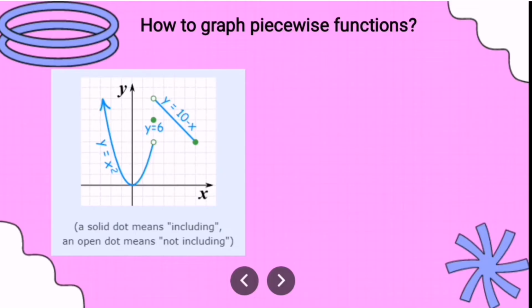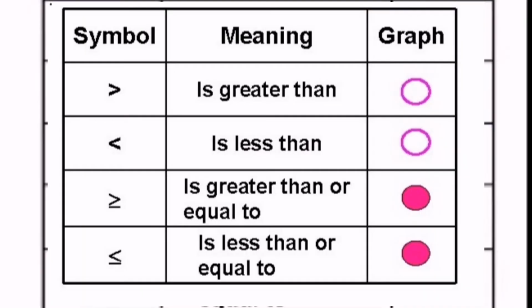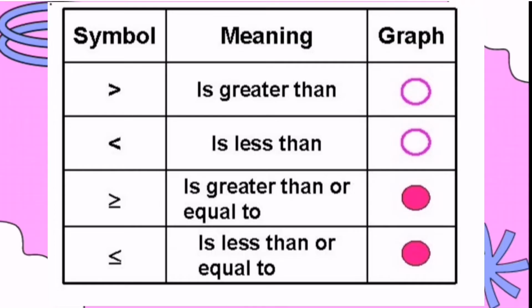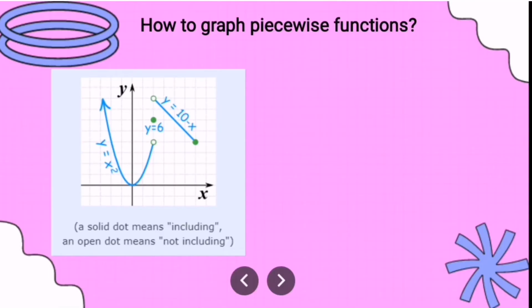Have you remembered how to graph intervals when you were in grade 9? When the given inequality is greater than and less than, we will use open circle or open dot. When the given is greater than or equal to and less than or equal to, we will use closed circle or solid dot. Again, when graphing piecewise functions, it helps to identify how each function would look like.